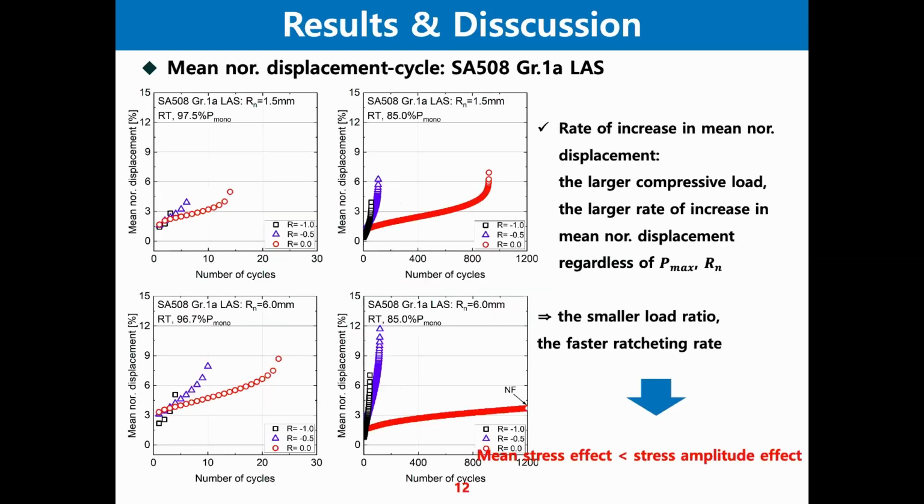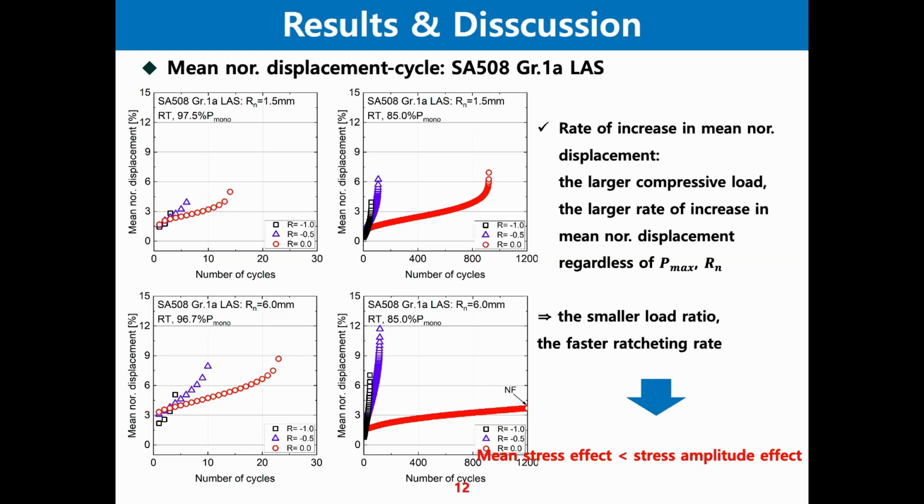And to examine the deformation behavior of each material, we examined the mean of the maximum and minimum normalized displacements for each cycle in the hysteresis loops shown earlier. From the graph, for the roller steel, the larger the compressive load, the larger the rate of increase in mean normalized displacement, regardless of maximum load and notch radius. In other words, the smaller the load ratio, the faster the ratcheting rate.